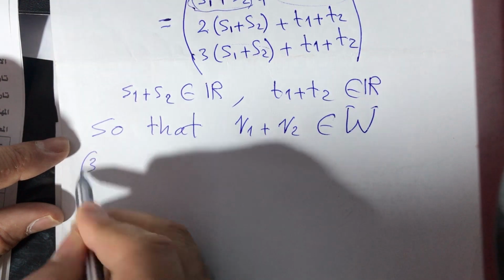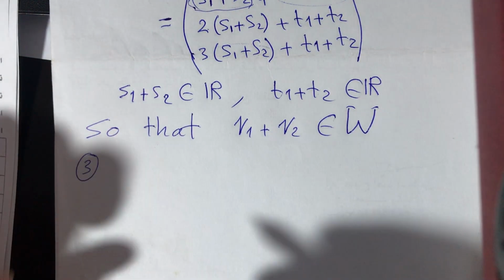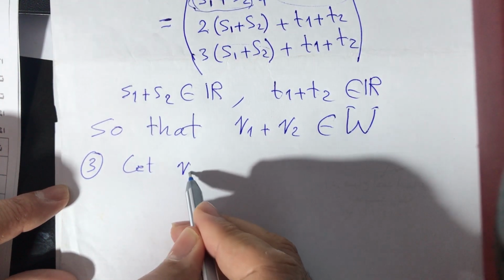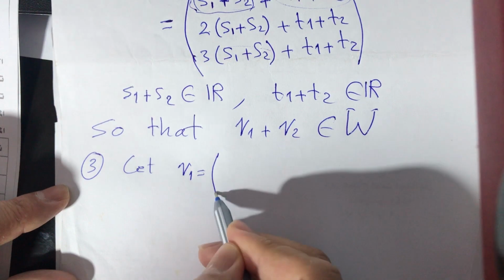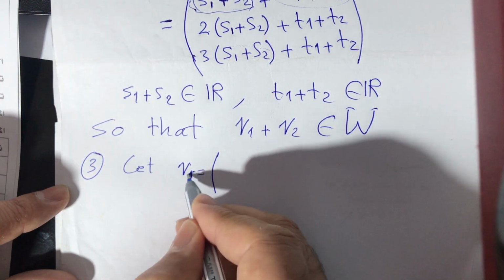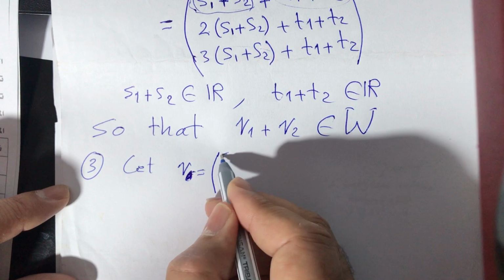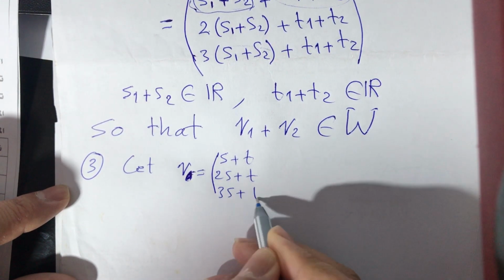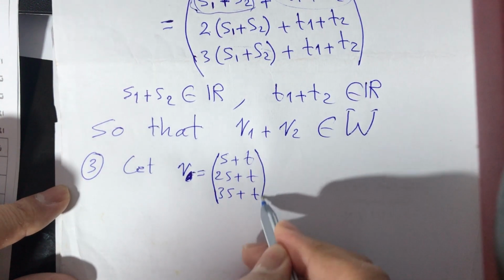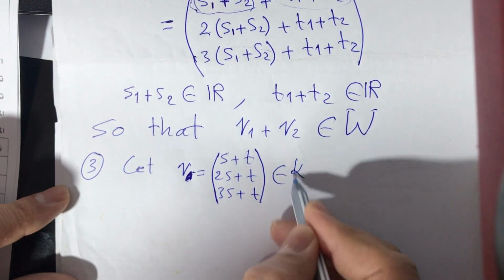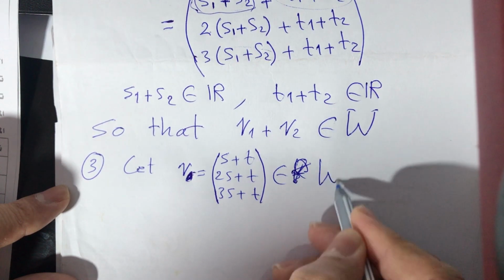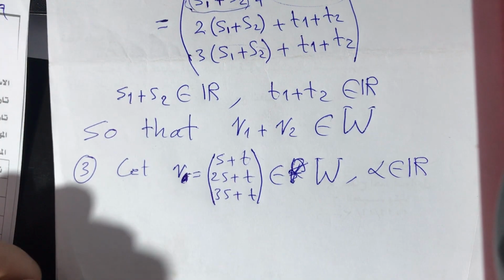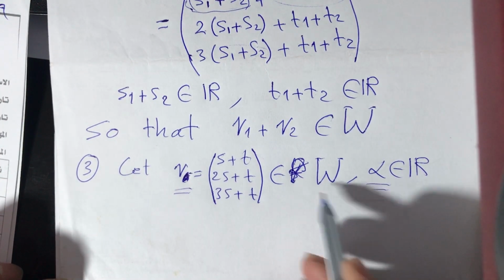And for the third condition, we have to show that, let V equal S plus T, 2S plus T, 3S plus T. This is the definition of W. This belongs to W, and alpha belongs to R. I have to show that alpha V belongs to W.